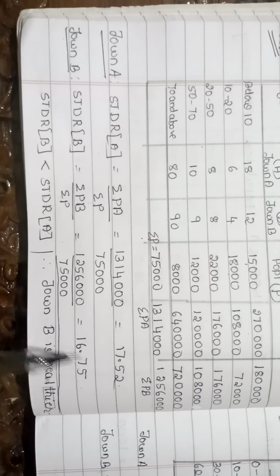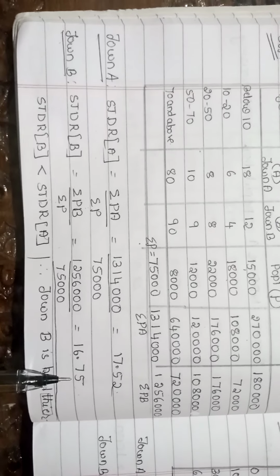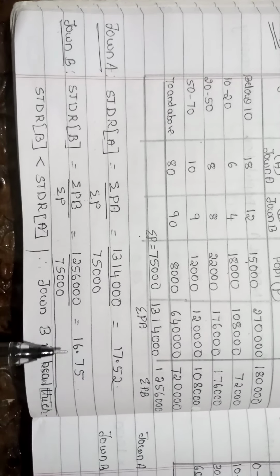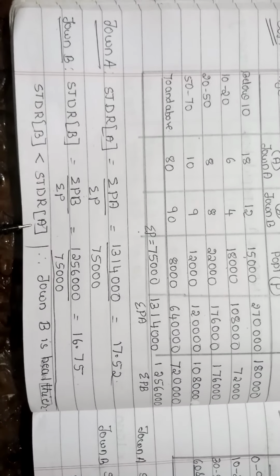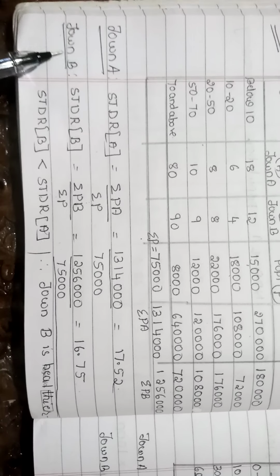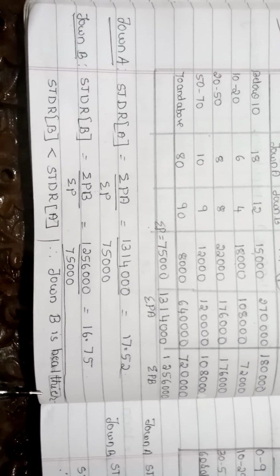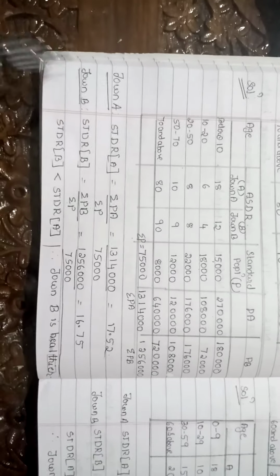Then among these two values, which is less? That is 16.75, lesser than 17.52. So STDR of B is less than STDR of A. Where STDR is less, it is for town B. So we conclude that town B is healthier. Just observe the solution.